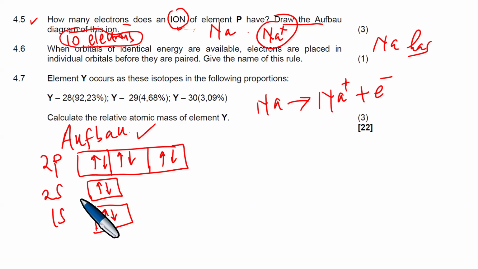I'll have to test your understanding of this kind of diagram. When orbitals of identical energy are available, the electrons are placed in individual orbitals before they are paired. Give the name of this rule. That is called Hund's rule. Hund's rule explains that when orbitals of identical energy are available, the electrons are placed in individual orbitals before they're paired.